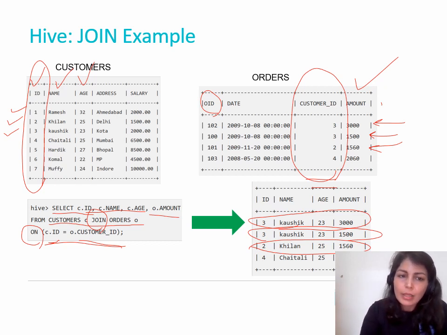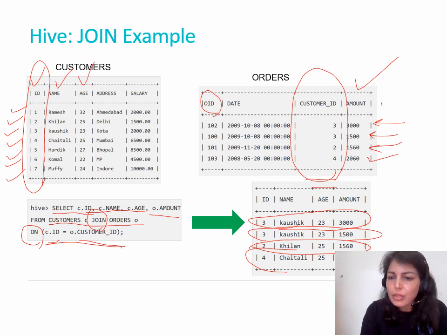So how about customer ID number 4? Yes, we could find a matching value here. So this is the last one. How about 5, 6, 7? Is there any matching value in the orders table? No. So we don't have any record. So inner join returns all records that have matching values in both tables. Okay?